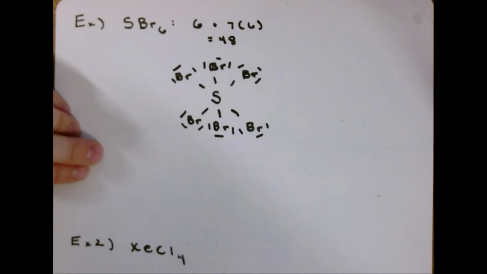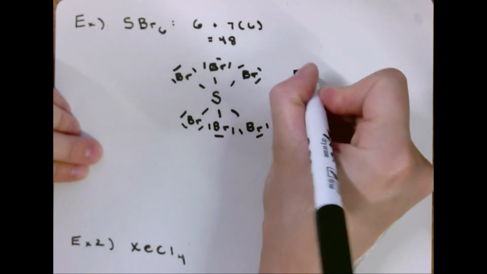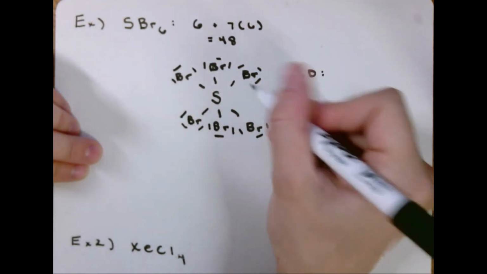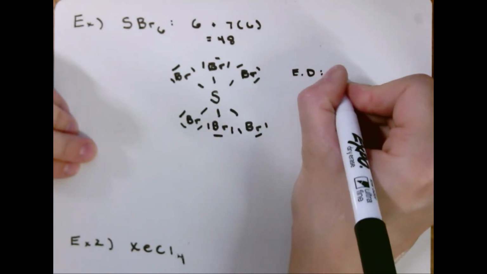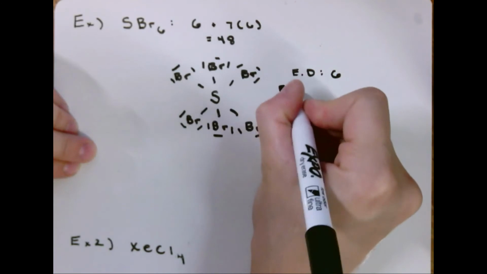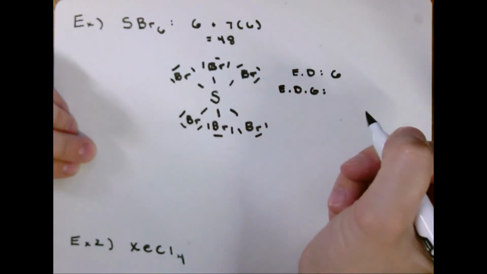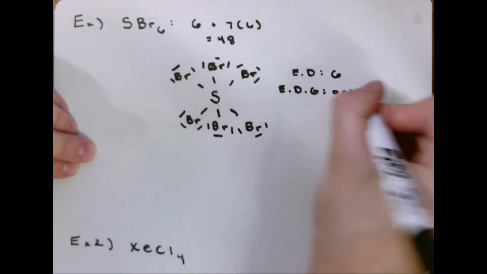Now, keep in mind that when I'm determining my number of electron domains, because all of these are bonding, I don't have to add anything together. I just know that my total number of electron domains is going to be 6. My electron domain geometry, because I have 6 electron domains total, is going to be octahedral.